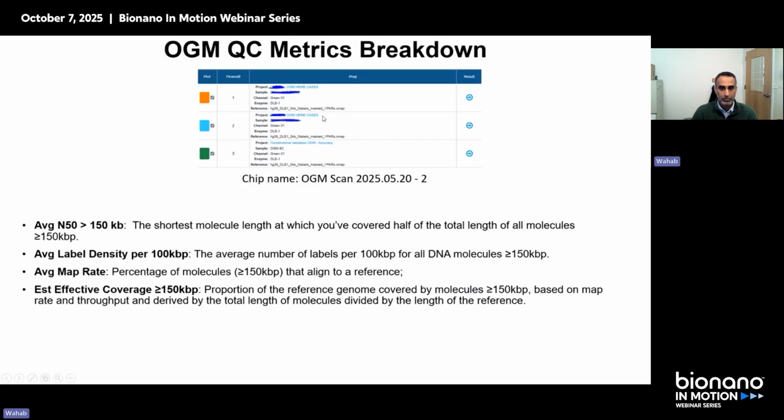And so I won't belabor the point here again, but just by definition, for those who may not know, the N50 is the molecule length. The label density is the 6-mer motif that occurs across the length of the chromosome. Every 100 kb, we expect to see about 14 to 17 of these labels. The average map rate is the on-target percentage of molecules that align back to the reference, and then the effective coverage that is achieved following the complete mapped molecules.